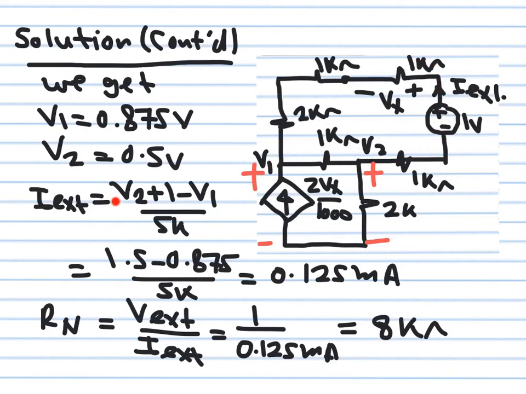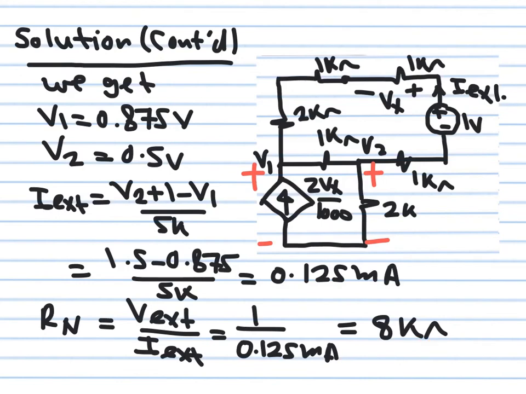I already know V2 is 0.5 and V1 is 0.875. If you do this calculation, you get 0.125 milliampere, which is 1/8 of a milliampere. Then the Norton resistance is V external over I external. You apply a voltage of 1 and get 0.125. What if you selected this one to be 5? You will see that the current is multiplied by 5 after you calculate it. This gives you 8 kilo ohm, so R Norton is equal to 8 kilo ohm.